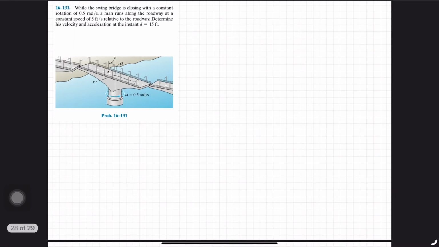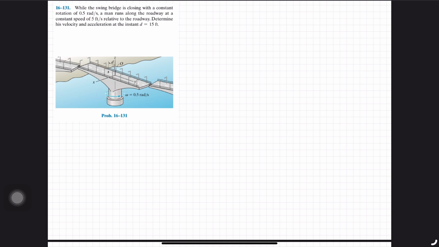Hello everyone, today we are going to calculate problem number 131 from chapter 16 of R. C. Hibbeler, 14th edition, Statics and Dynamics. Let's look at this problem. So this problem mentions the swing bridge is closing with a constant rotation of 0.5 radian per second, and this is mentioned here.